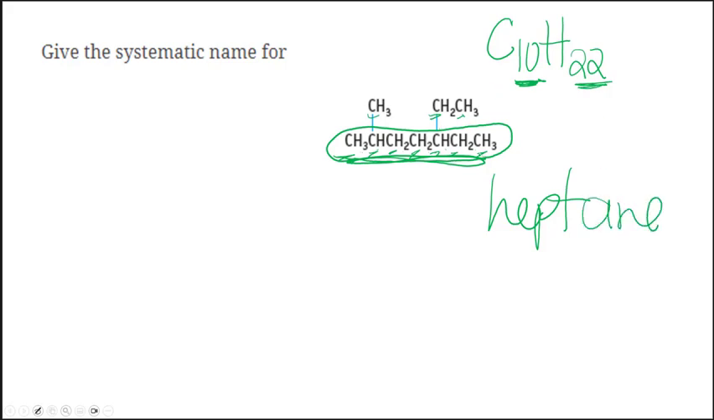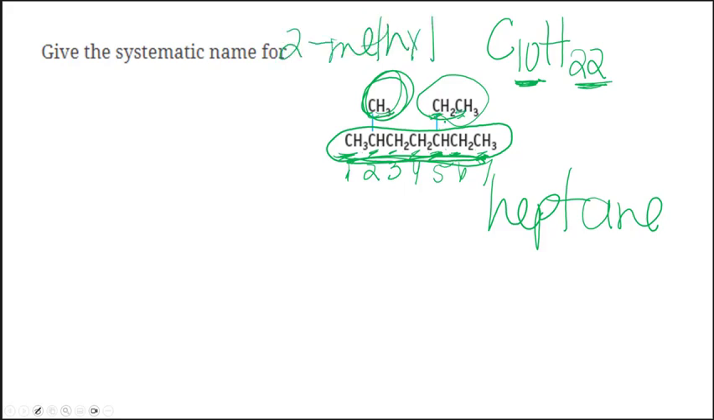And now I've got to number it. I have a branch coming off of carbon number 3, or I have a branch coming off of carbon number 2. I want to count from left to right. So I have a methyl coming off of 2, and I have 1, 2 carbons, so an ethyl group coming off of 5. Now I need to alphabetize it. E comes before M, so 5-ethyl-2-methylheptane.